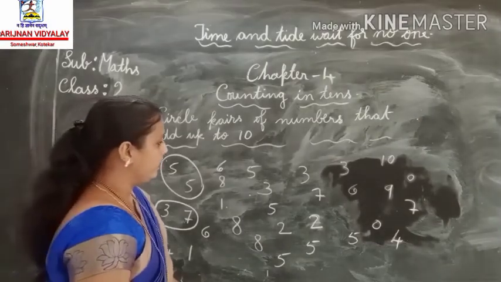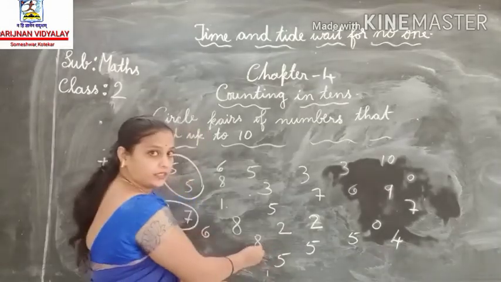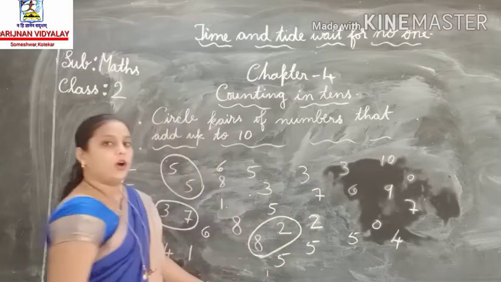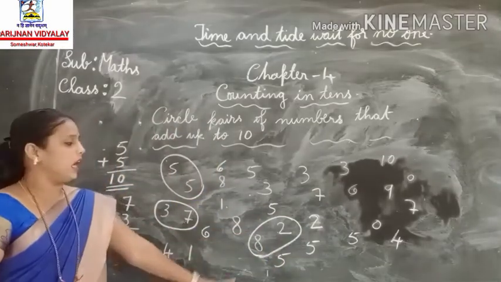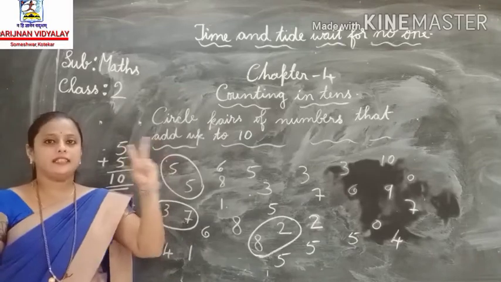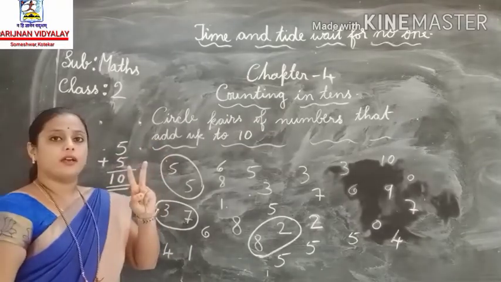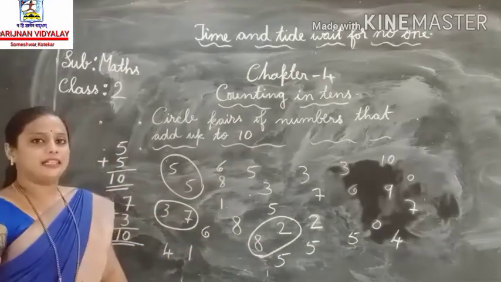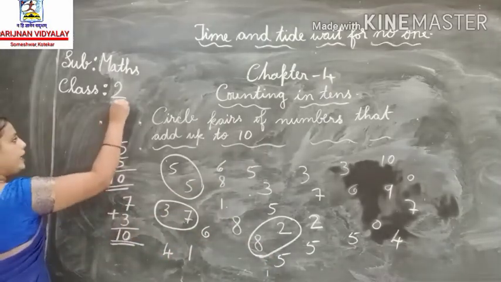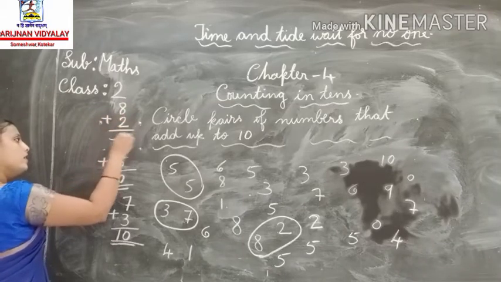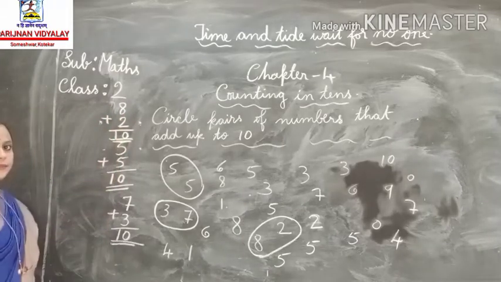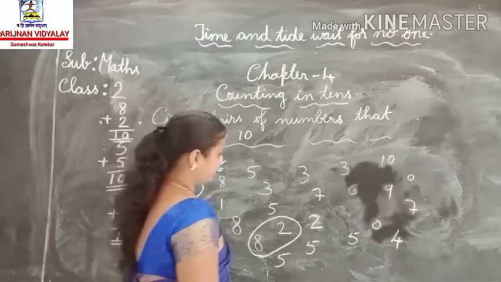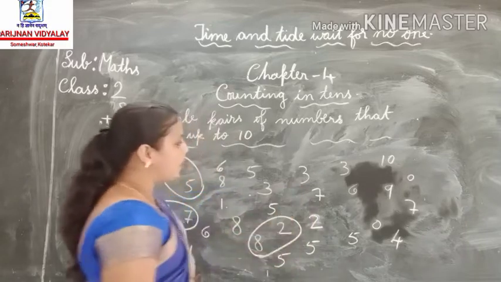Now we can take 8 plus 2 or 2 plus 8. After 8, 9, 10. So when you take 8 plus 2, you will get the answer 10. So 8 plus 2 is equal to 10. Then which are the numbers we can take? 7 plus 3 is over.